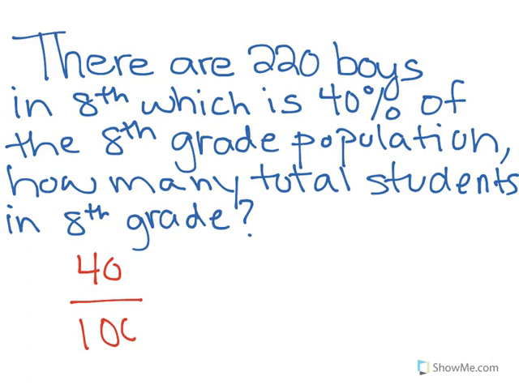I hope you said 100. So 40% is 220. So notice the 40% is on the top of that ratio, and 220 is also on the top of this ratio, and we want to know 100% of the students on the bottom. So go ahead and use our method of cross multiplying to find that missing number.